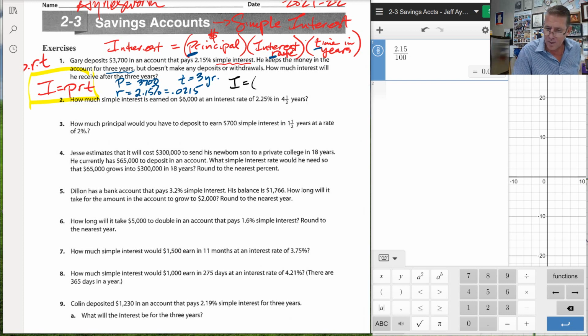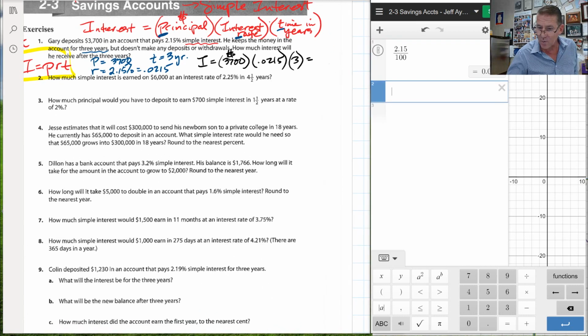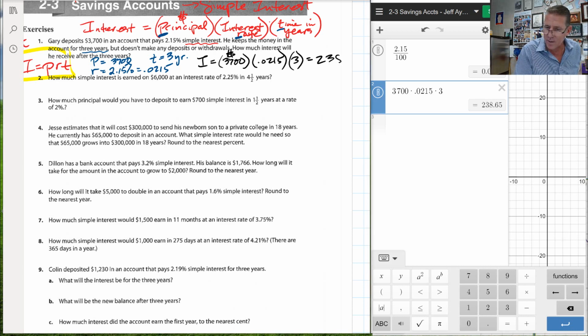So I is equal to P, all right, $3,700, this is a dollar amount, times the rate, 0.0215, times the time in years, which happens to be 3 years. And all you do is enter that in Desmos and then let it do its work. All right, so 3,700 times 0.0215 times 3. Simple. And you get $238.65. That's the interest that he has in the account, not the overall balance, but the interest only.